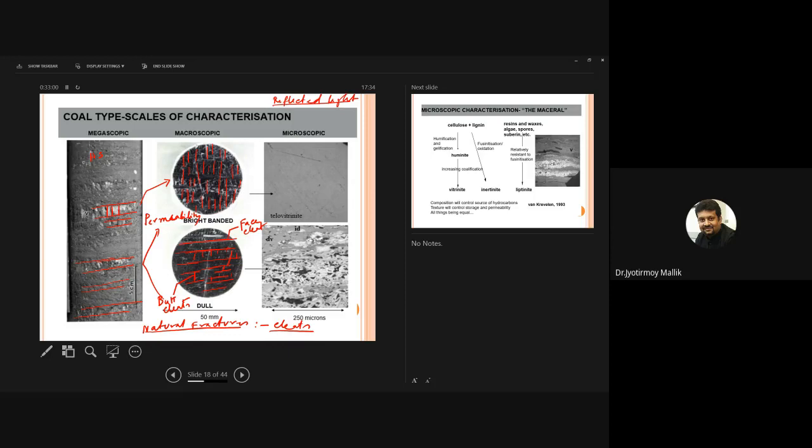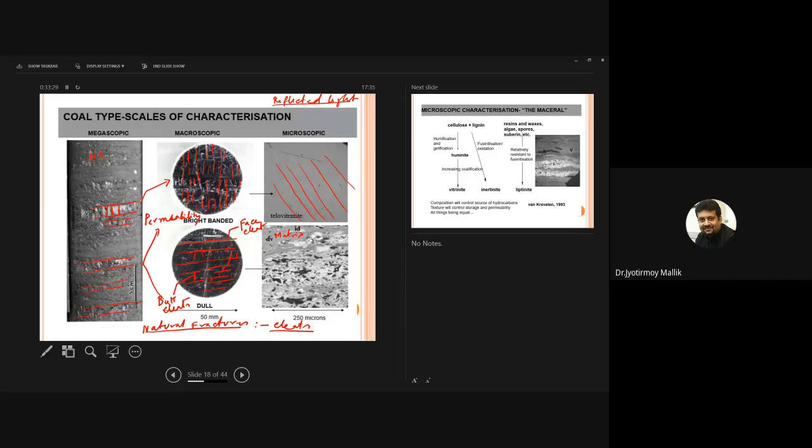But you can also observe these beautiful fractures, the trace of these fractures, in this microscopic photograph. And these are my face cleats, perhaps. And in this and the next photographs, I can see different components of the coal matrix. So here I am looking at different components of coal matrix.